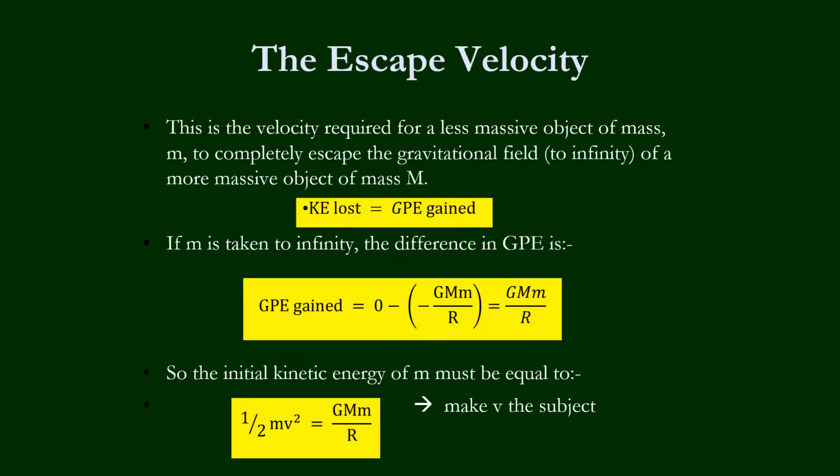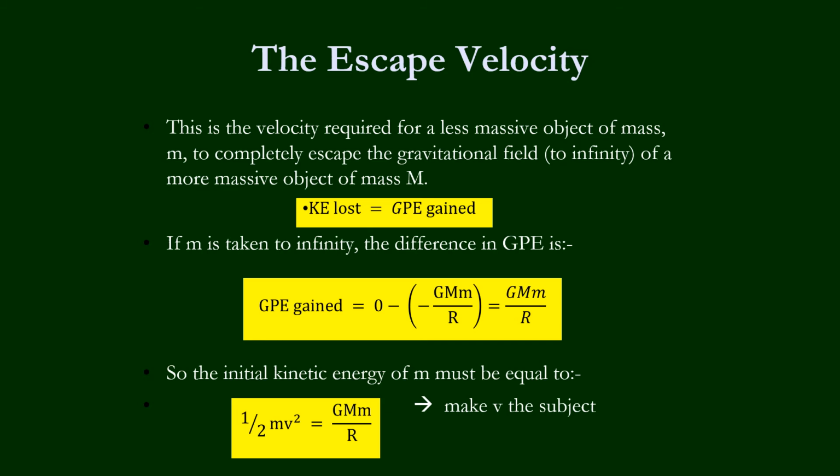So for the escape velocity, we think about the kinetic energy loss equaling the GPE gain. So we always talk about a transfer of energy. So even in year one, where we did work, energy and power, we talked about transfers of energy from one form to another. If we think about the mass taken to infinity, the difference in GPE between those two positions, 0 minus our relationship for GPE, so minus GMm over r, gives us the GPE gained. So we equate that to the initial kinetic energy.